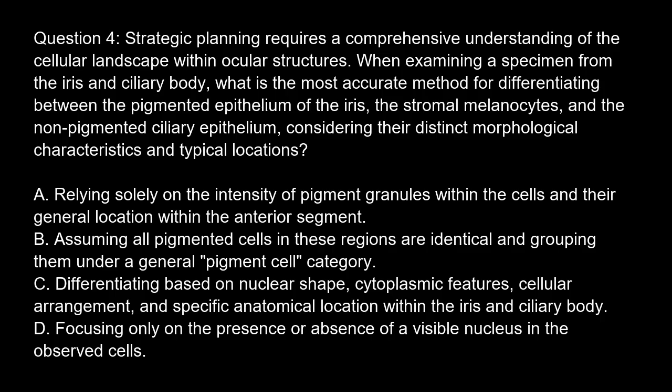anterior segment. Option B. Assuming all pigmented cells in these regions are identical and grouping them under a general pigment cell category. Option C. Differentiating based on nuclear shape, cytoplasmic features, cellular arrangement, and specific anatomical location within the iris and ciliary body. Option D. Focusing only on the presence or absence of a visible nucleus in the observed cells.